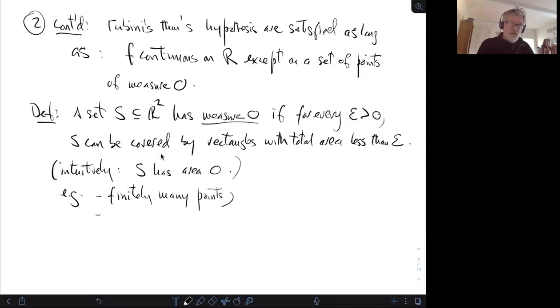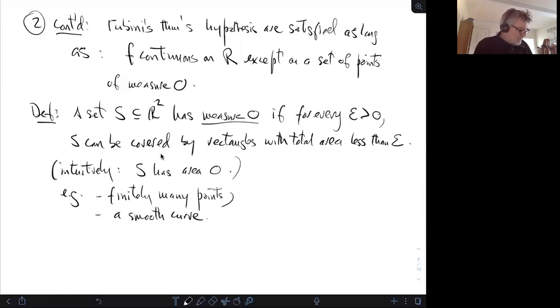That's an example. A smooth curve, although that's intuitively clear, but not so easy to prove. Let me show you what I mean by this measure zero thing.